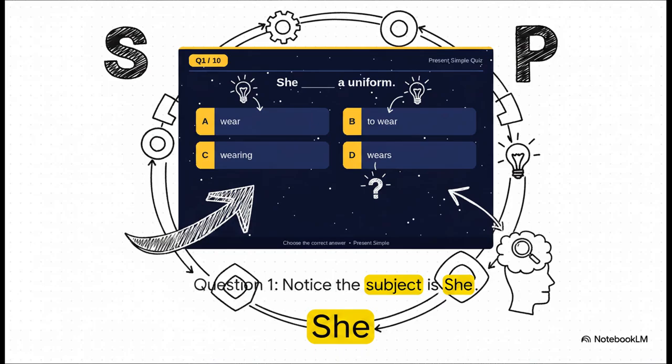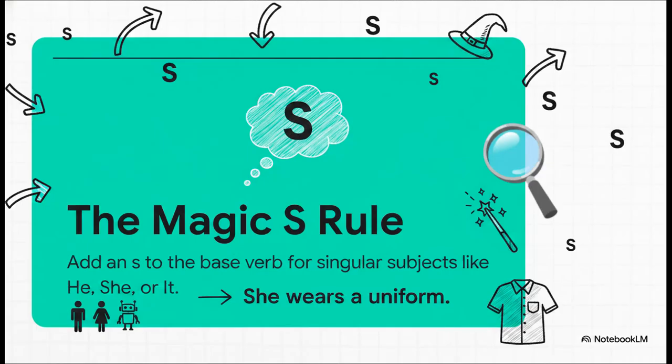She blank a uniform. The key to unlocking this whole puzzle is actually that tiny little word right at the beginning, she. So what do you think? Have you locked in your guess? Well, if you guessed wears, you are absolutely right. And this is all thanks to what we call the magic S rule. The crucial takeaway here is that whenever you're dealing with a third-person singular subject, which just means he, she, or it, English requires you to add an S to the base verb. So wear simply becomes wears. She wears a uniform. Pretty straightforward, right?